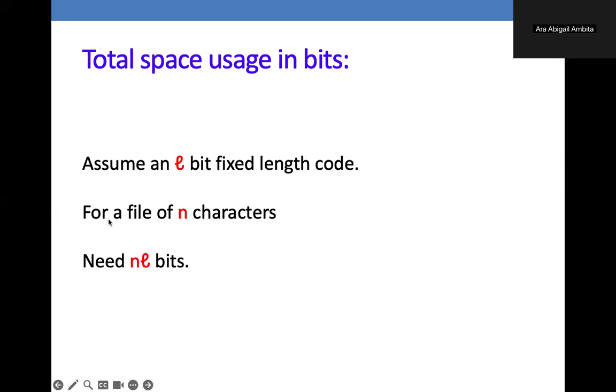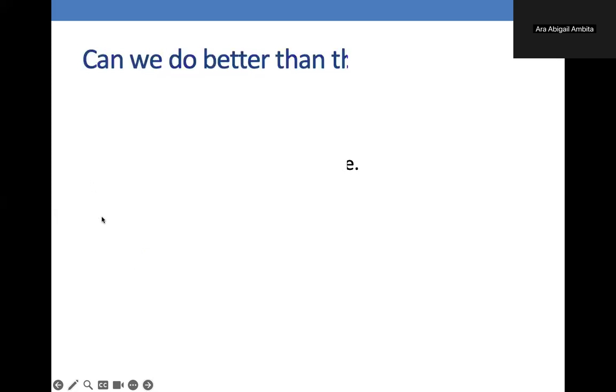Okay, say that the length is 7, and then we have 5 characters, for example. Then essentially we just need 35 bits. Okay, so can we possibly do better than this? So if you remember, what we want is to compress the text, and the consequence of that would be less memory space usage.